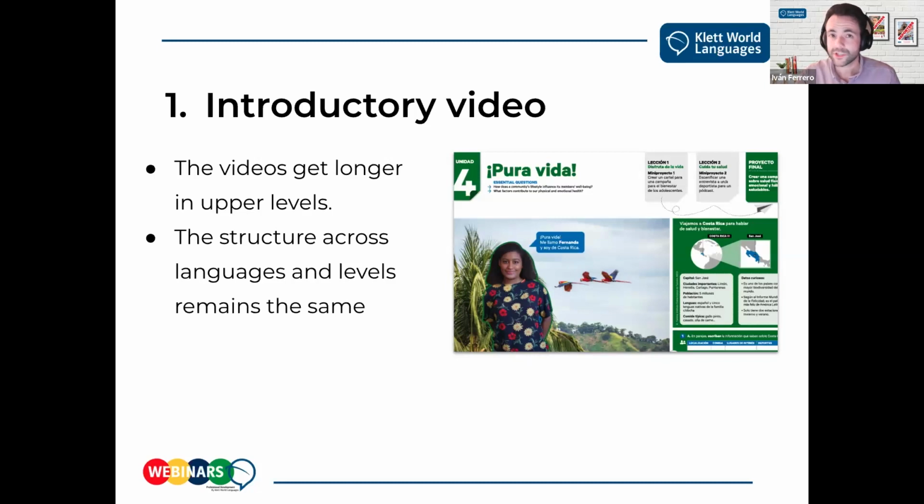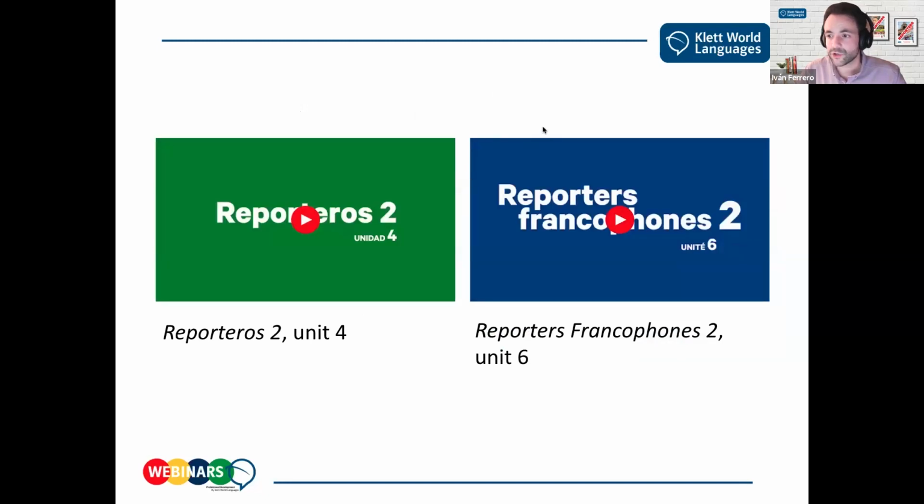So they tend to be maybe just about a minute long for level 1. And then in level 2, they go to 2 to 3 minutes. And the structure is kept throughout all the levels of the series, level 1, level 2, level 3. We are always going to start with this introductory video, the objectives of the unit, and a presentation of the country or area that is being visited. But definitely to give you a better sense of it, I'm going to play just a little excerpt of each of the videos. In the French unit, this chapter is centered around the environment, and for the Spanish one is centered around nature, but also well-being.